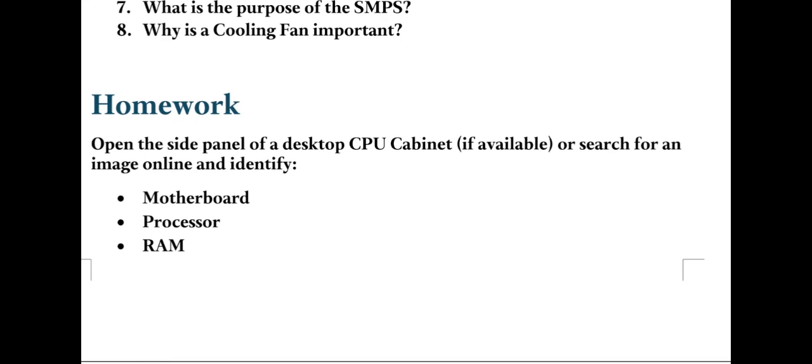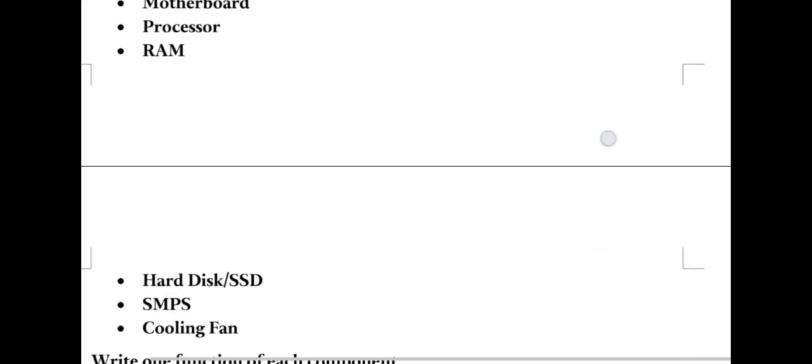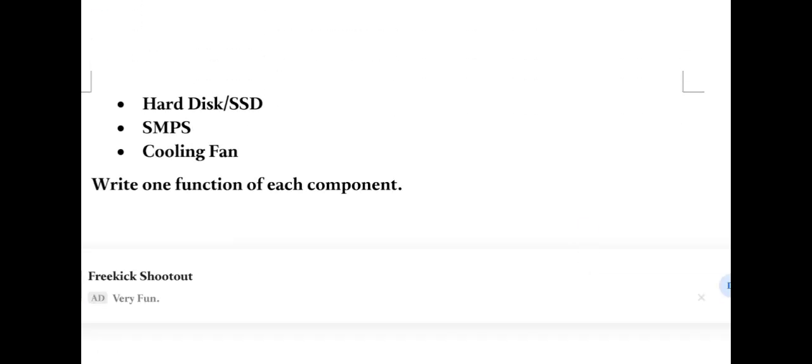Homework: open the side panel of a desktop CPU cabinet or research an image online and identify the motherboard, processor, RAM, hard disk and SSD, SMPS, and cooling fan. Write one function of each component.